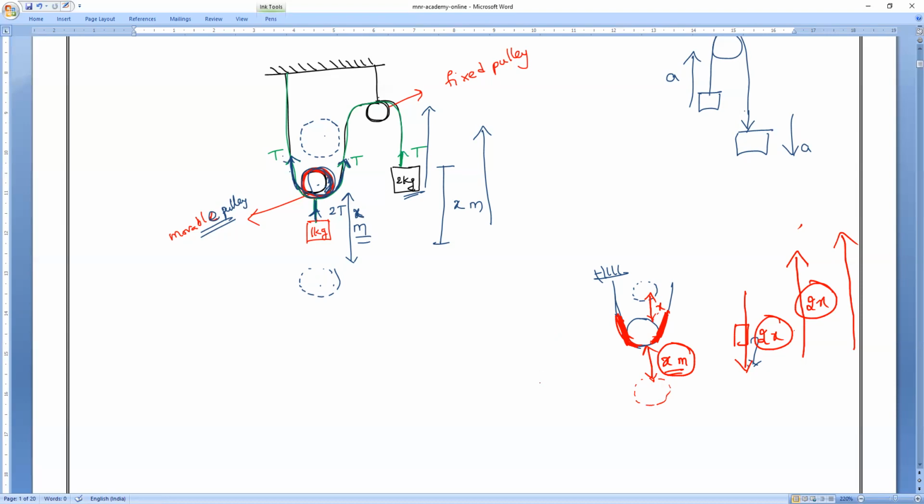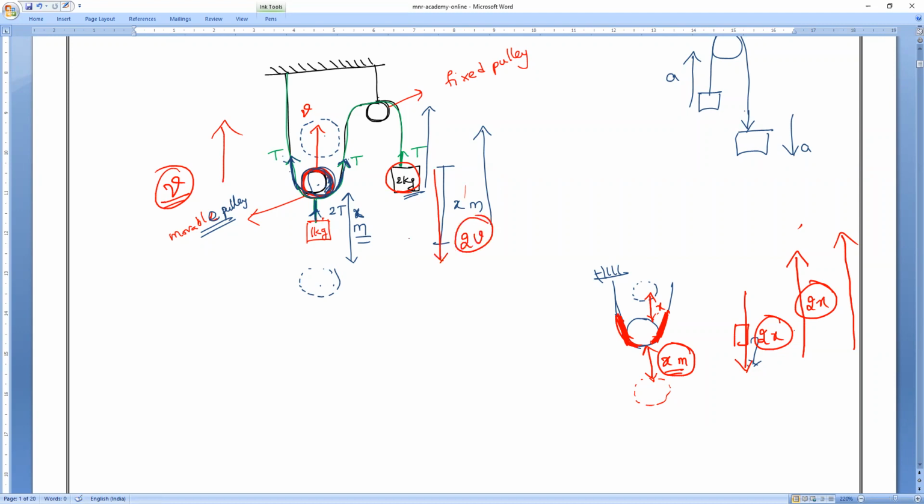X meter. Understand, Rudreshwa? Now, for example, let me consider the velocity. If this body, this pulley, will go upward with velocity V, then can you tell me with what velocity this body will come down? All of you? If this body goes upward with velocity V, then this body will come down with how many velocities? 2 times the velocity. Am I right or wrong?